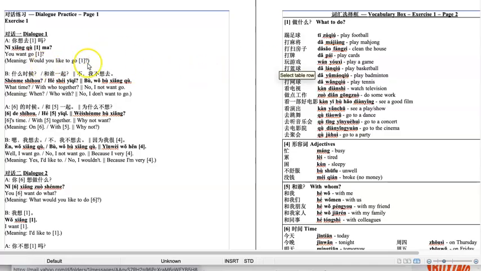Let's do it in English. Would you like to play football? Would you like to play mahjong? Would you like to clean the house? Would you like to play cards? Would you like to play a game? Would you like to play basketball? Would you like to play badminton? Would you like to play tennis? So you get the idea of what it's doing here.